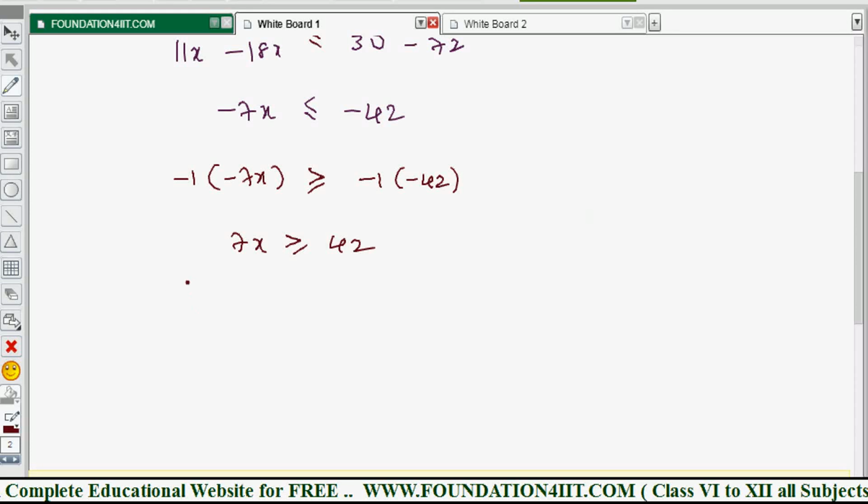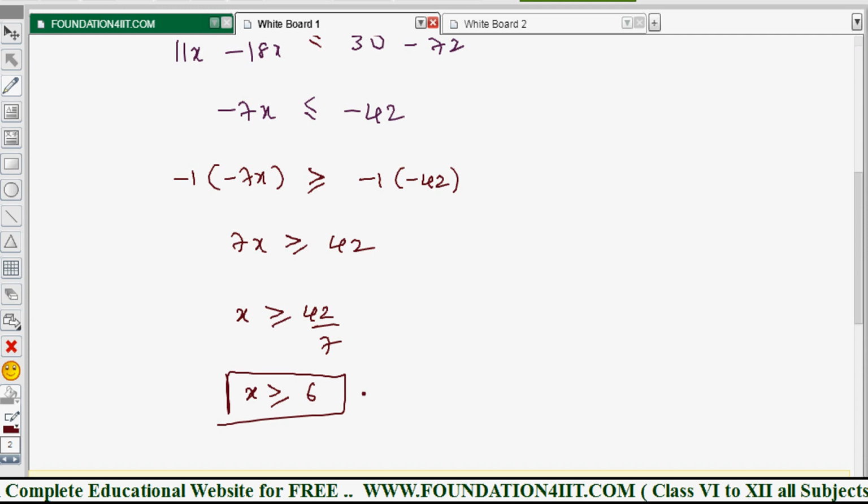Then the last step is you should make the x coefficient 1. But the x coefficient is 7. And the 7 you can take to the other side. So 7x means 7 into x. If you take it, that is 42 by 7. Okay, divide by 7 both sides. That means the 7s cancel. Otherwise take 7 to the other side and divide by 7. So x is greater than or equal to 42 by 7. Then x is greater than or equal to 6. Okay, 7 6s are 42.